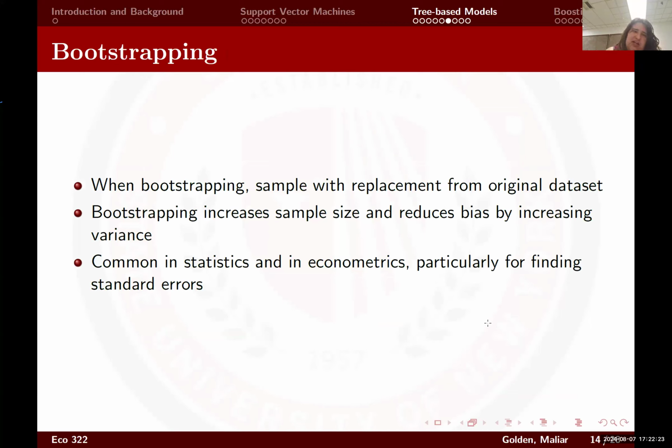So bootstrapping is the final part of the lesson. When bootstrapping, you sample with replacement from the original data set. So you might have heard of this as bootstrap aggregating or bagging. Basically, bootstrapping increases the sample size and reduces bias by increasing variance, common in statistics and econometrics, particularly for finding standard errors.